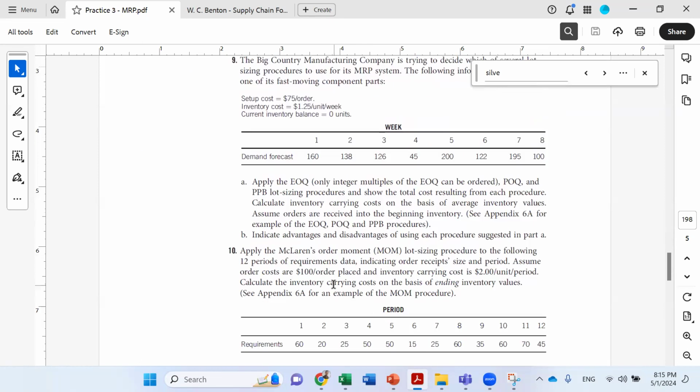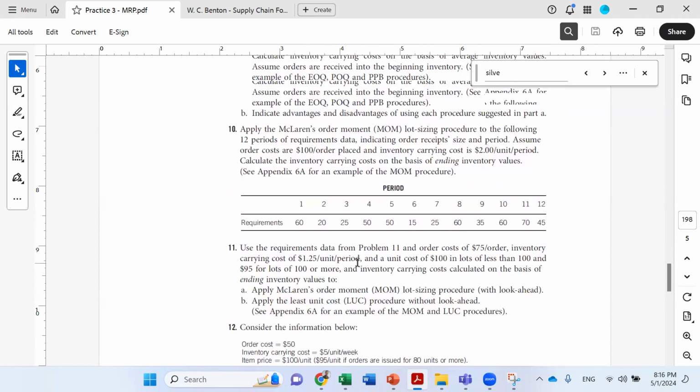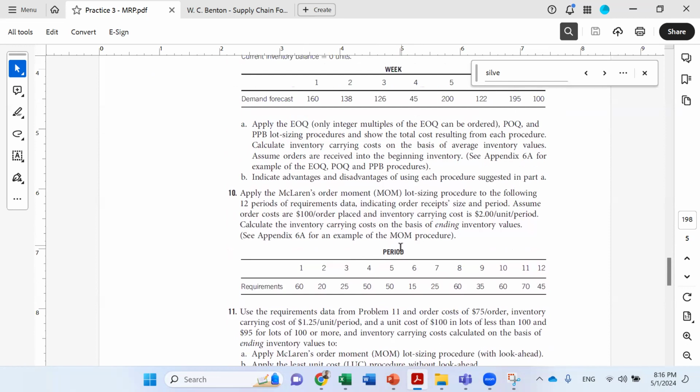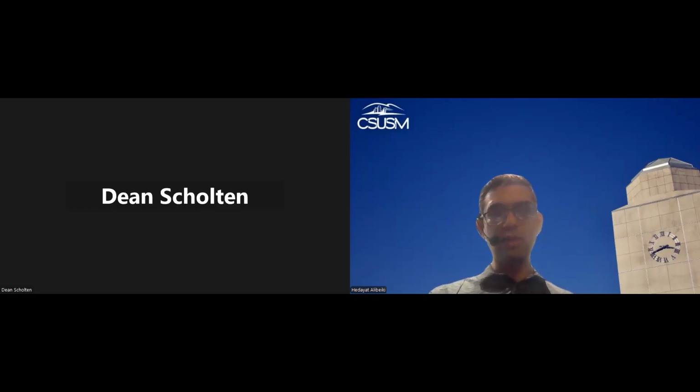These are okay. This one, MON and LUC. LUC, least unit cost, and MON. I just want to show you one example of these. Next time I think we're gonna do question 10 or 11 or some other questions that have these, just so I can show you how to calculate those on a more dynamic basis. Okay. So that's it. Let me actually share screen.